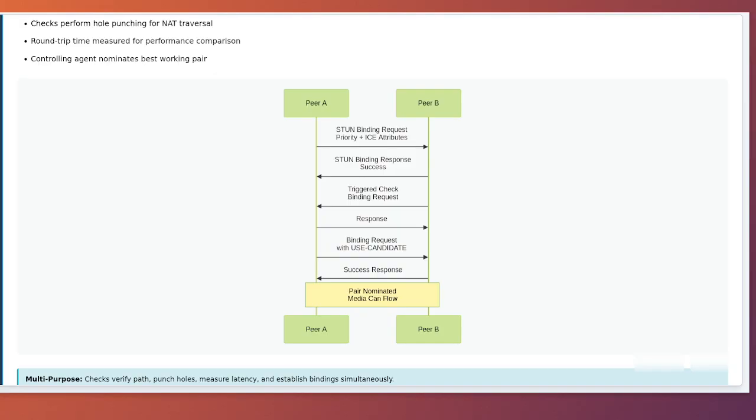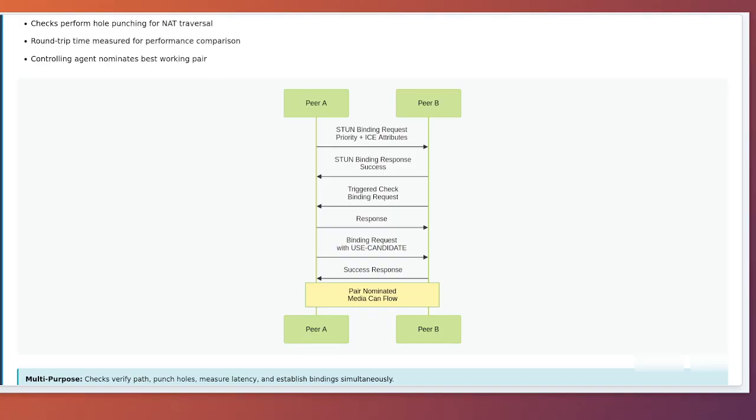Third, the checks measure round-trip time by timing how long the response takes, providing performance data for selecting the best path. Fourth, the checks establish the binding needed for subsequent media flow through that path. This multi-purpose design makes ICE extremely efficient. As connectivity checks succeed, ICE maintains state about which pairs work and their measured latency. The peers exchange information about check results through their responses to binding requests.